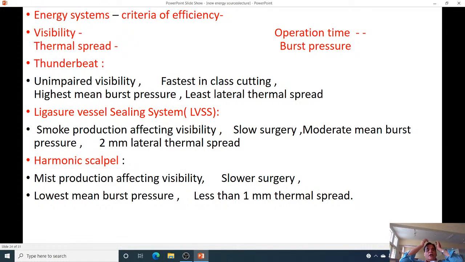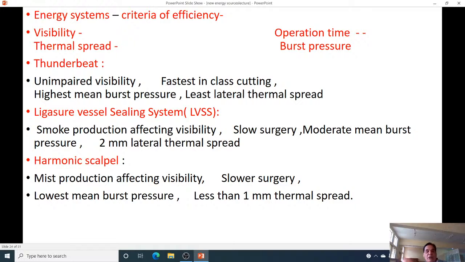So criteria of efficiency, how do you judge which energy system is better? For all energy systems, these are the criteria. Number one is visibility. Remember, visibility is not whether you can see or not, but with the help of heat, there are associated fumes which are created. And these fumes will restrict your visibility of a structure. Understand? This is what is meant by visibility. Second is how much time it takes, how sharp it is. The less the operation time, the more the efficiency.